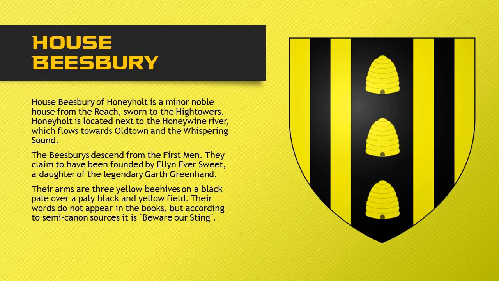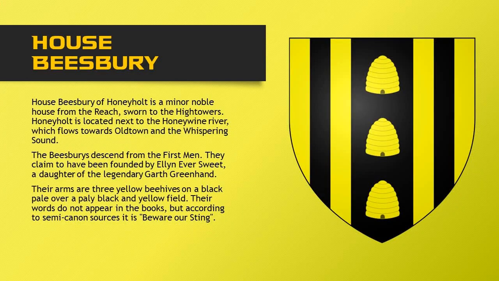Wow. All right. Anyways, House Beesbury of Honeyholt is a minor noble house from the Reach, sworn to the High Towers. Honeyholt is located next to the Honeywine River. They love honey around here, which flows towards Old Town and the Whispering Sound. Is that a pun? Whispering Sound? All right. The Beesburys descended from the First Men. They claim to have been founded by Ellen Eversweet, the daughter of legendary Garth the Greenhand. Garth the Greenhand. All right.